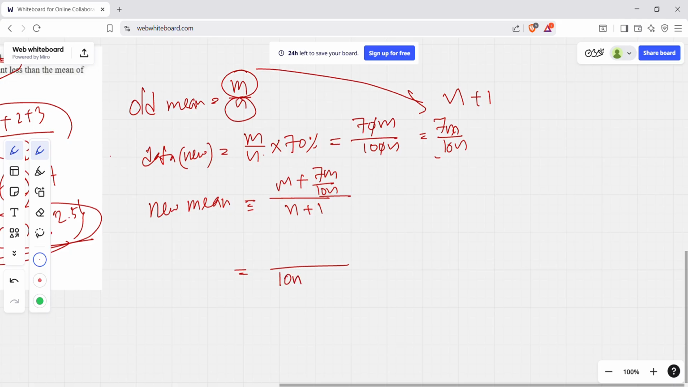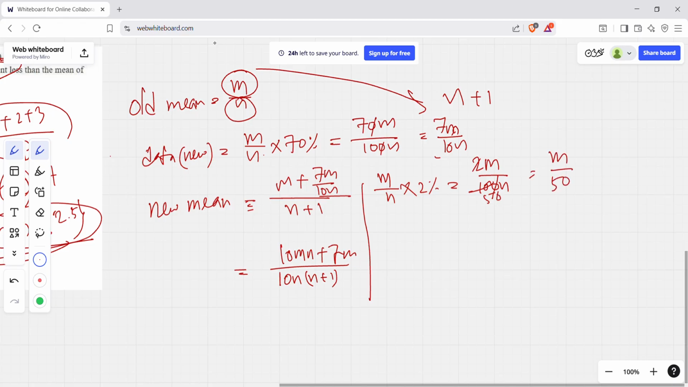10n divided by n plus 1, which gives 10mn plus 7m. So this is our data. Now the new mean is also less by 2%. So m by n times 2% equals 2m divided by 100n, which eventually gives m by 50n. So now you have to reduce this from this so that you will get this.